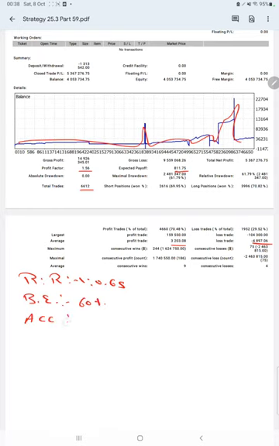Comparing with the current account accuracy, which is 70%, we can say we are almost up by 10% than the requirement.